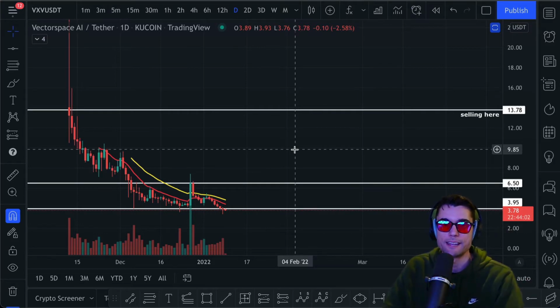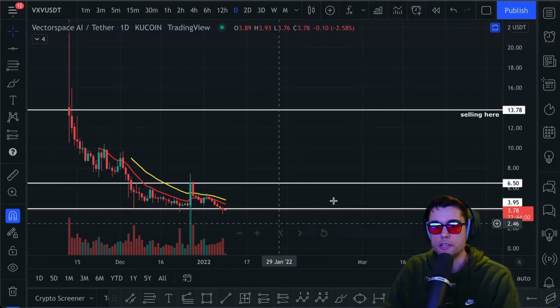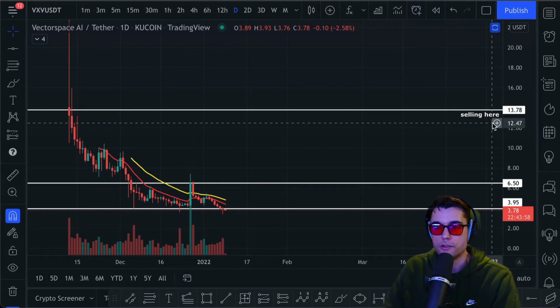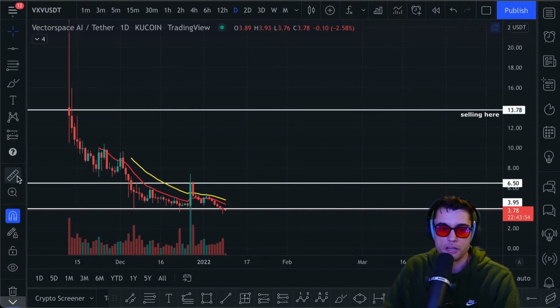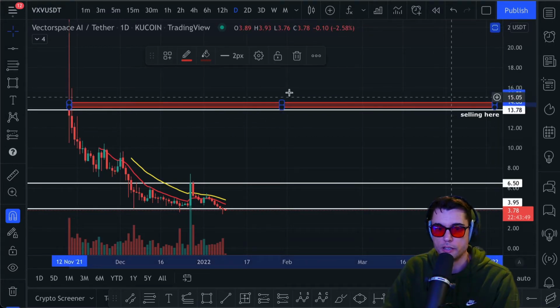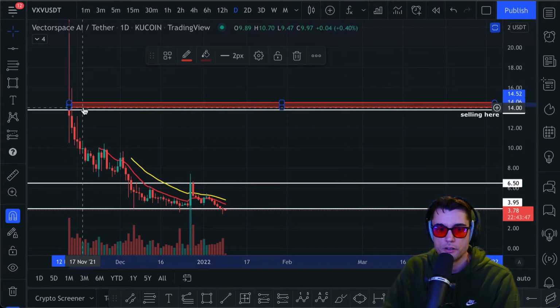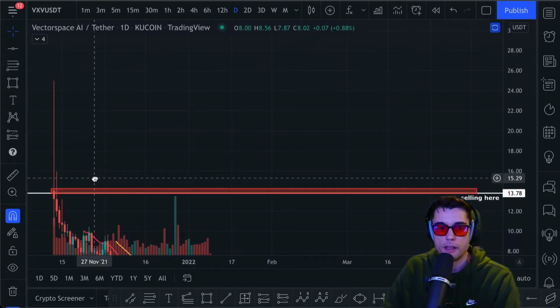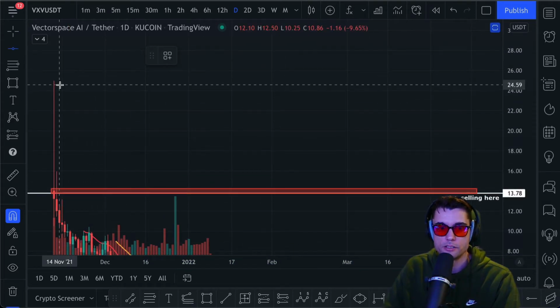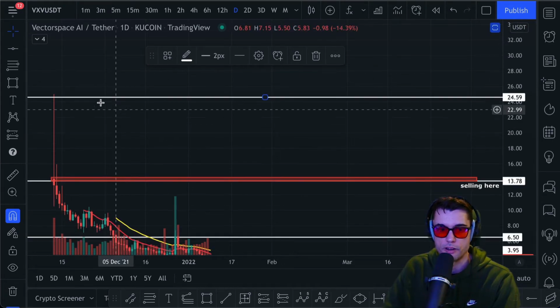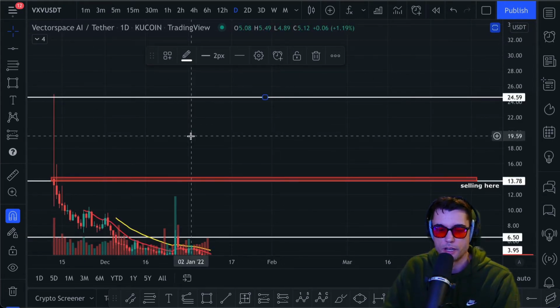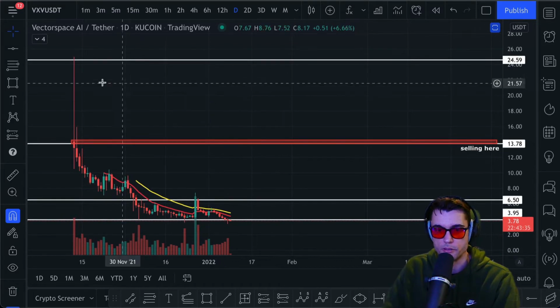Or I guess I take that back. What I'm going to be doing is selling it at 13.78, simply because that's a major resistance right here. You could see that was obviously where the first major resistance is. And also I'll sell some right here at $24.59 because that's right below where it was when it got listed on KuCoin. So obviously there's a big resistance there.